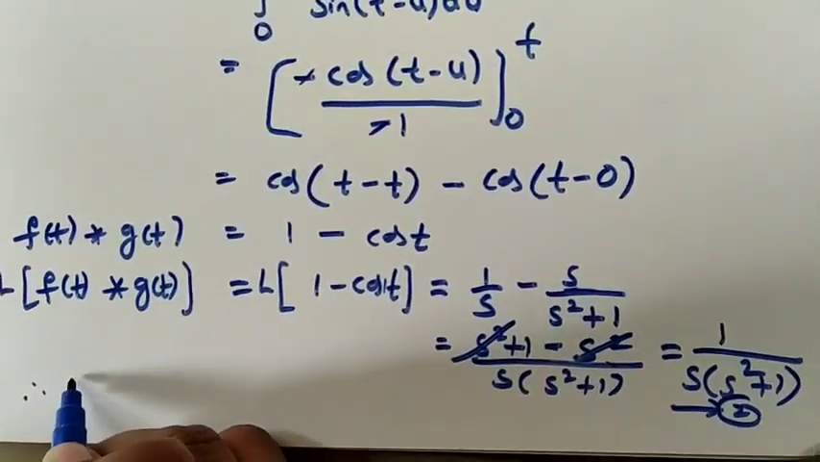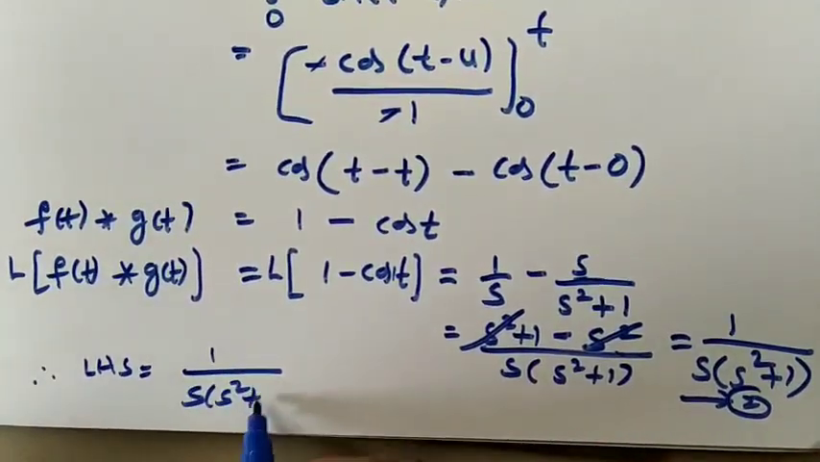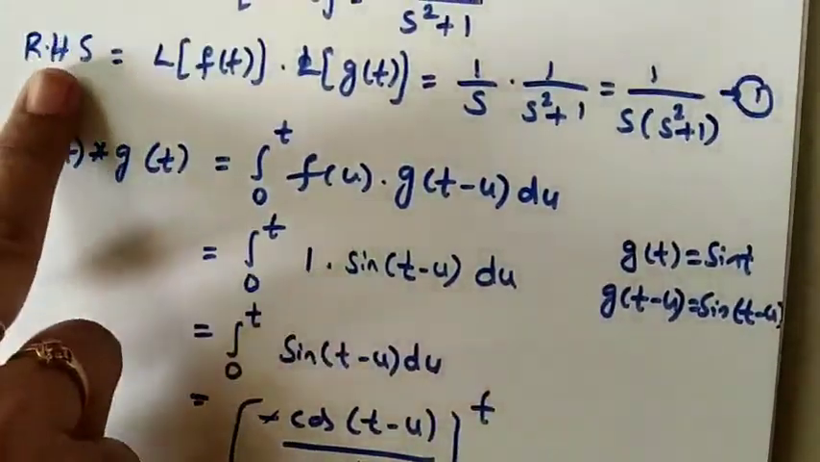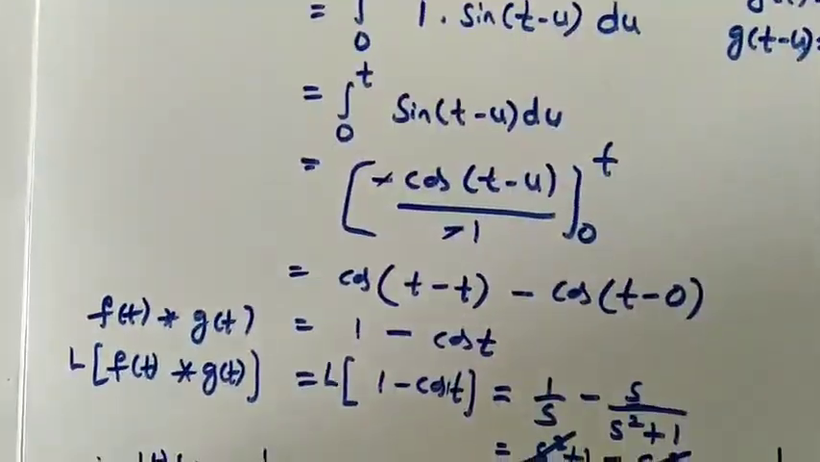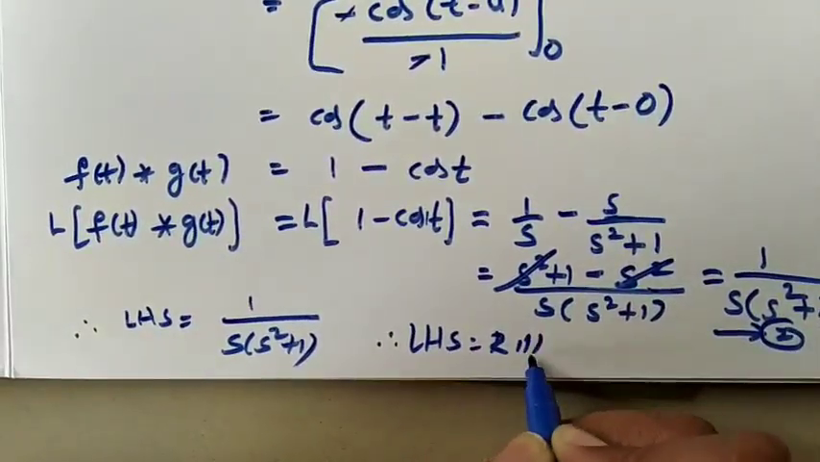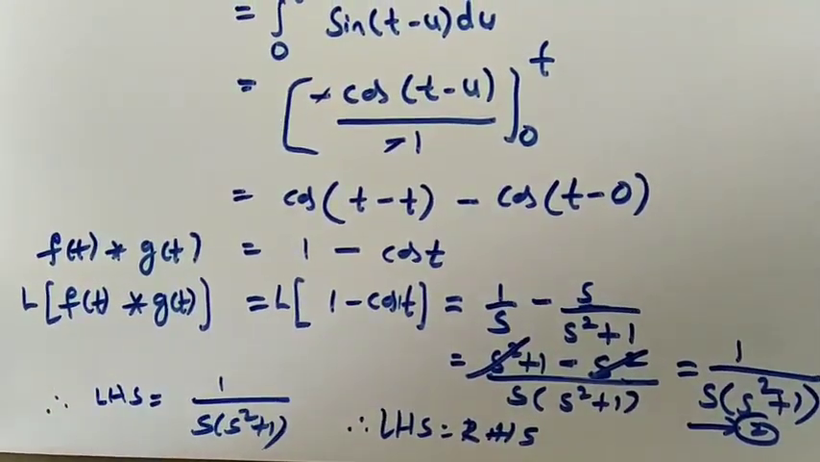Therefore, we got LHS as 1 by s into s square plus 1. And we already got RHS as 1 by s into s square plus 1. Which means, therefore, LHS is equal to RHS. Means convolution theorem is verified.